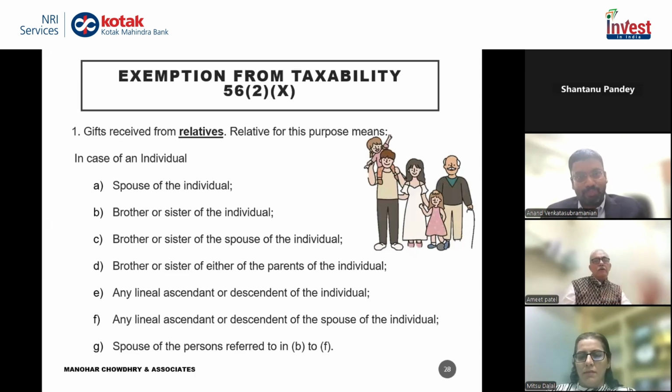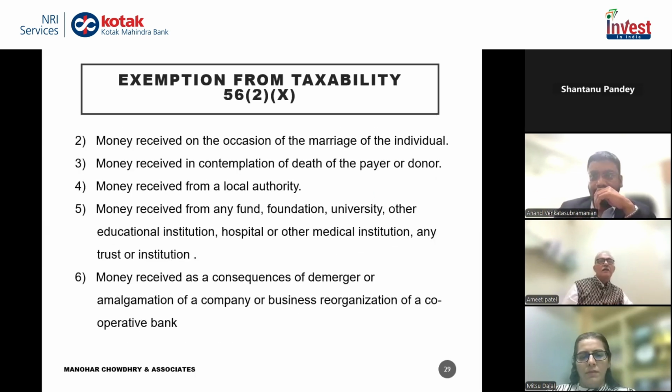You as the donor, of course, have no problem, which I already mentioned, that there is no tax implication for the donor. I hope this answers a lot of questions which had come up on the gifting. Then similarly, money received on the occasion of marriage of the individual, money received from a local authority. There are some other exemptions as well, but these are not very relevant except for the one about the marriage.